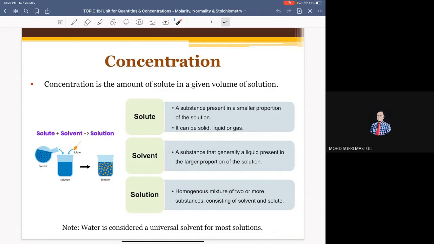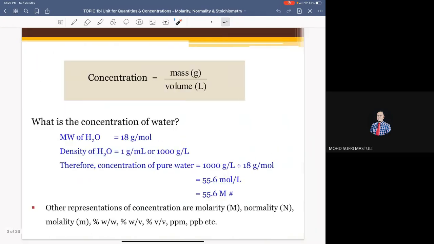Solvent is the substance that is normally used to dissolve the solute. It can be liquid and is present in the larger proportion of the solution. Solution is the result when we dissolve the solute in the solvent. It is the homogeneous mixture of two or more substances, consisting of solvent and solute. Water is the universal solvent for most solutions.